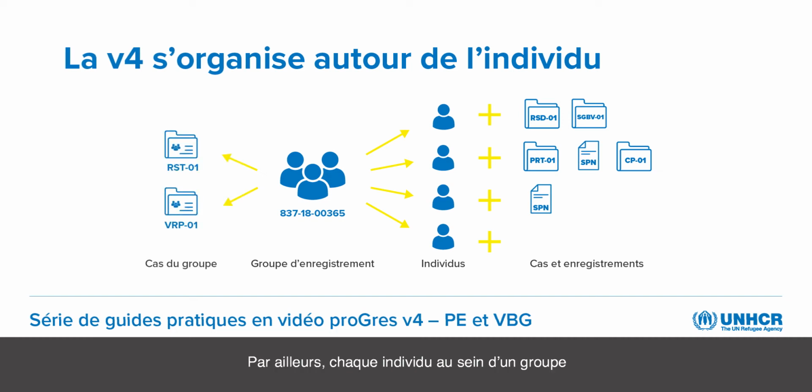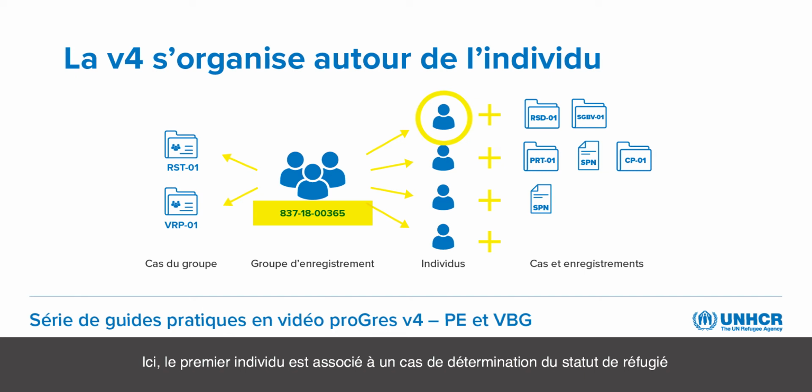But in addition to that, each individual within that group also has the ability to have individual files associated with them. So in this example, you will see that there are 4 individuals that are registered within v4. They make up the individuals that are included in this group, 83718000365. But in addition to that registration group, you'll have 4 different individuals who can have a different makeup of the number of or types of cases associated with them.